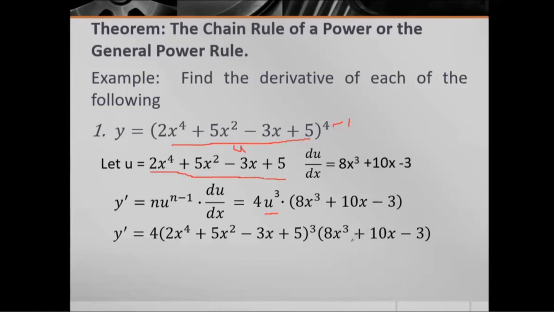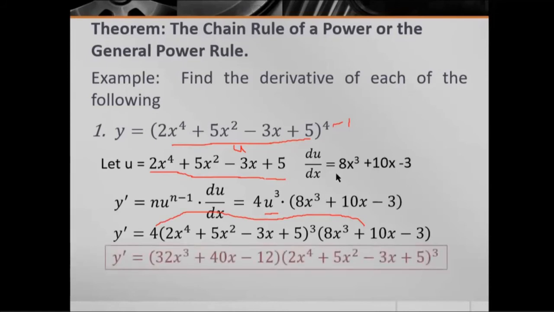Then, you will notice that we can still evaluate this y prime. So, we can combine this: 4 times the term 8x cubed plus 10x minus 3. Okay? So, our final result is y prime is equal to 32x cubed plus 40x minus 12 times 2x to the 4 plus 5x squared minus 3x plus 5, raised to the third power. And that's it.